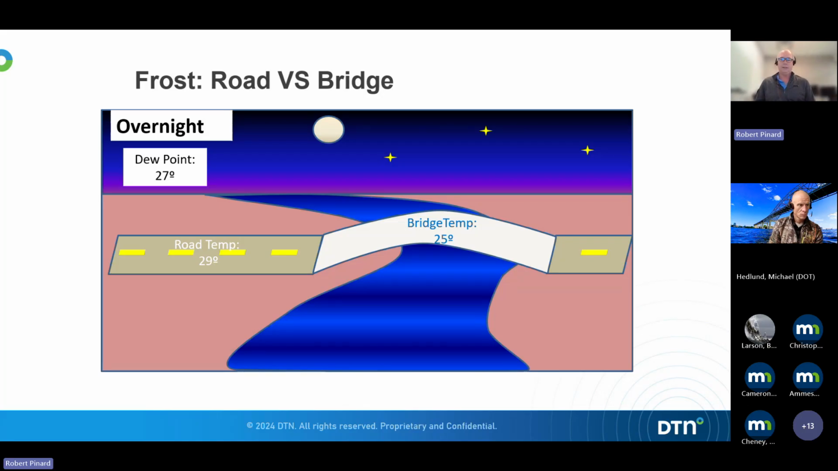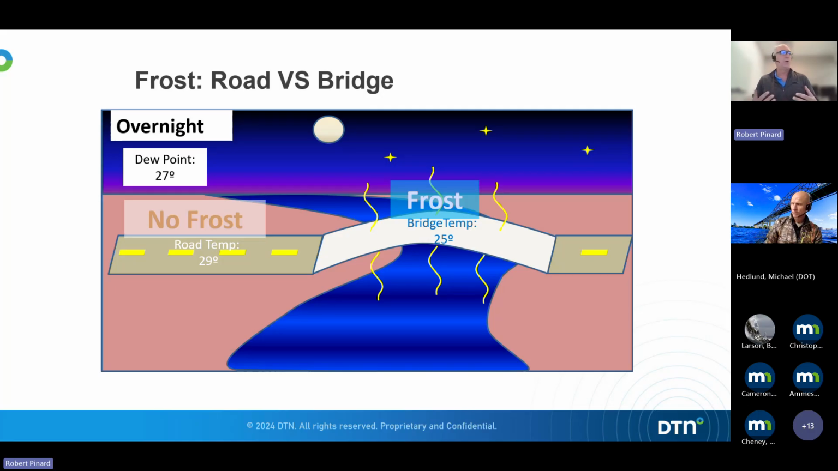So we can actually expect some frost to start to form on this bridge deck as we have cooled it off, so that bridge deck temperature is colder than the dew point temperature. Now here we see the road temperature, 29 degrees. So it's still warmer than that dew point. So we're not expecting frost to form on that roadway, at least at this point in time.